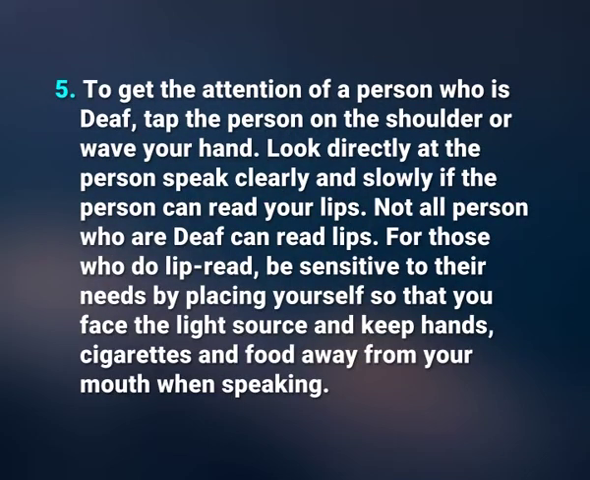The next thing is to get the attention of a person who is deaf. Tap the person on the shoulder or wave your hand. Look directly at the person and speak clearly and slowly if the person can read your lips. Not all persons who are deaf can read lips. So, for those who do not lip read, be sensitive to their needs by placing yourself so that you face the light source and keep hands, cigarettes and food away from your mouth when you are speaking.